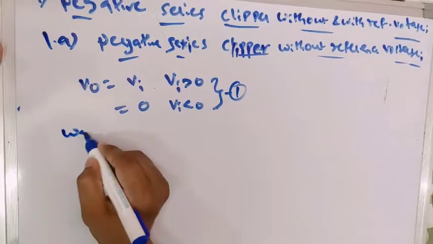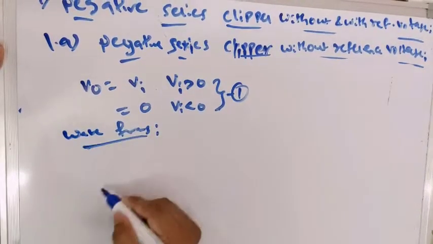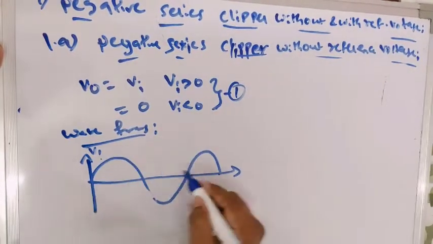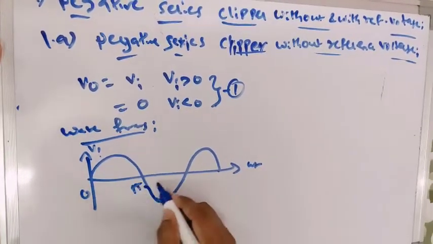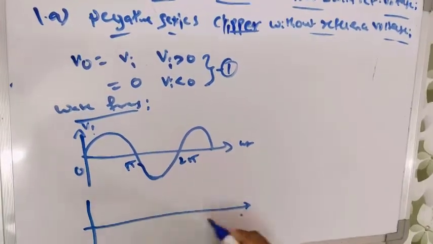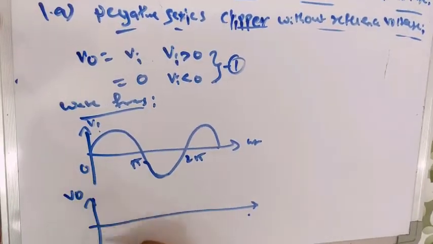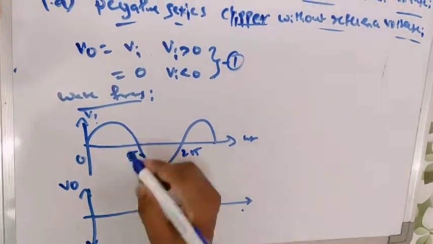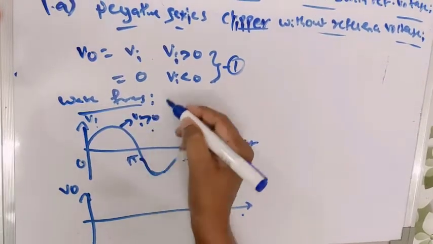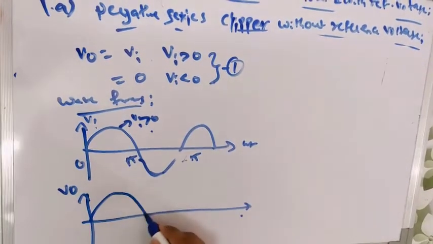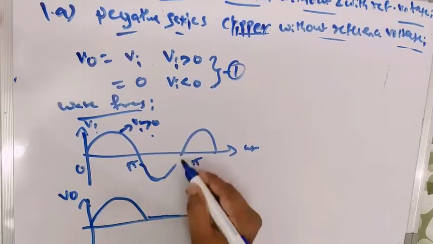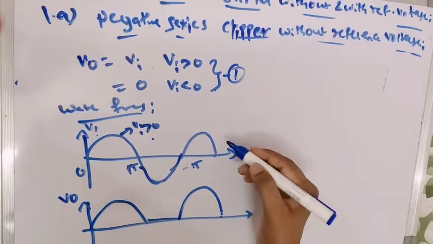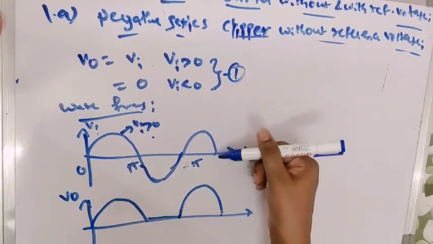Now we will see the input and output waveforms, how the signal is generated at the output of this clipper. This is the input signal Vi with respect to time. Now this signal is passed through the clipper circuit. What will be the output signal? It converts an AC signal into a pulsating DC signal. During Vi greater than 0, the output is equal to the input. For Vi less than 0, the output is equal to 0, and for Vi greater than 0 again the output follows the input signal. That means it is converting an AC signal into a pulsating DC signal.